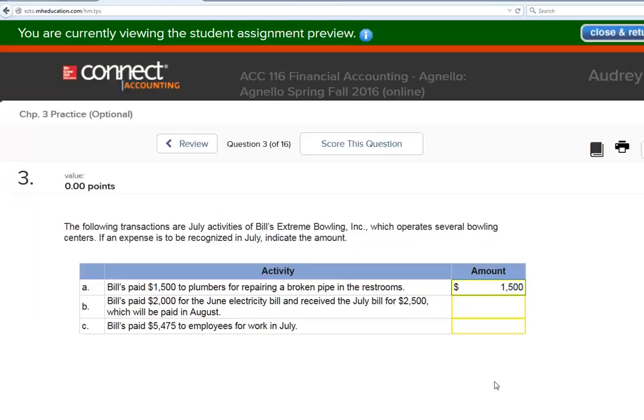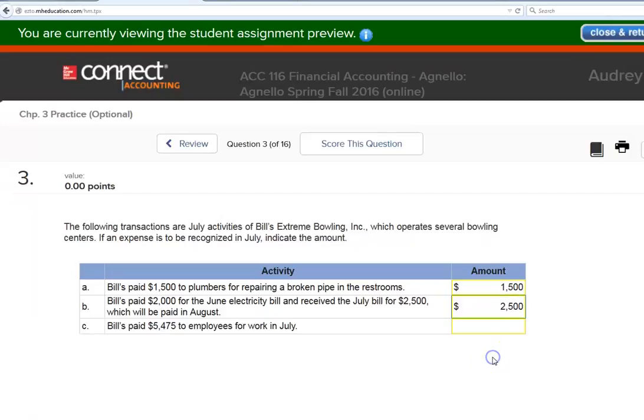Now let's look back at B. The second half of that sentence says we received the July bill for $2,500 and we're not going to be paying it till August. Okay, the second part of that, July bill we received in July for July's electricity. Well, that should be recorded as an expense in July because that's when we receive the benefit of the cost.